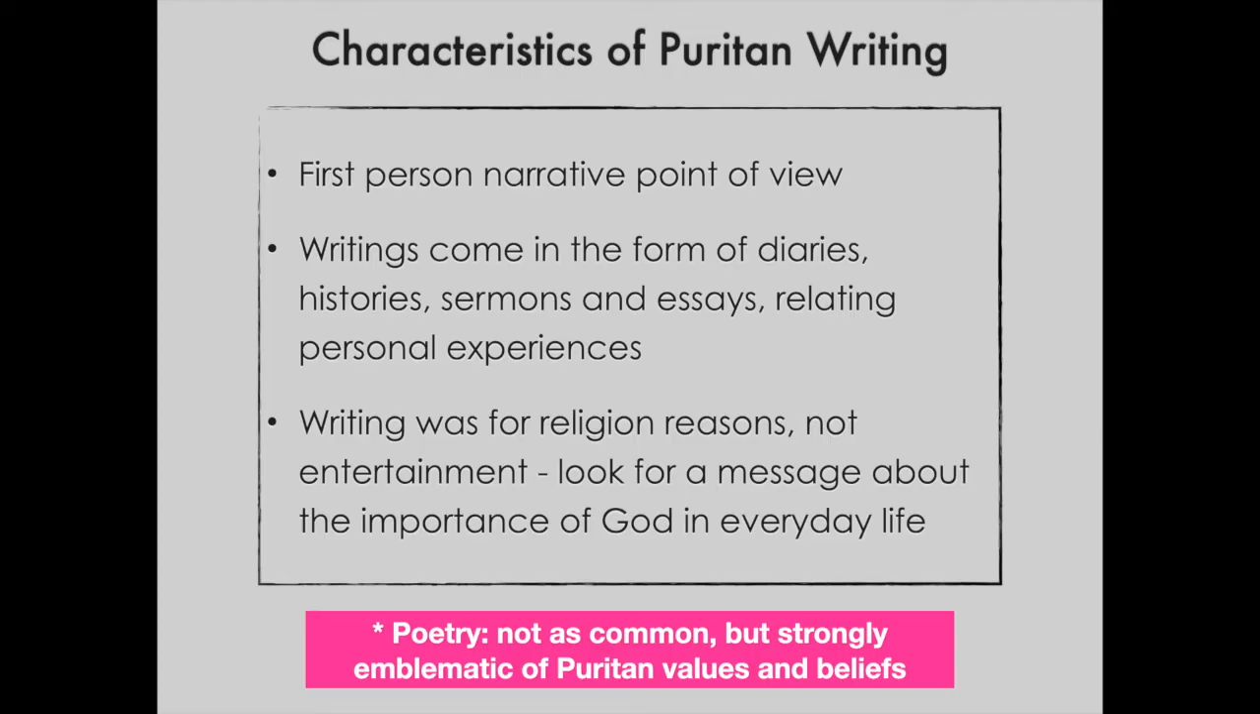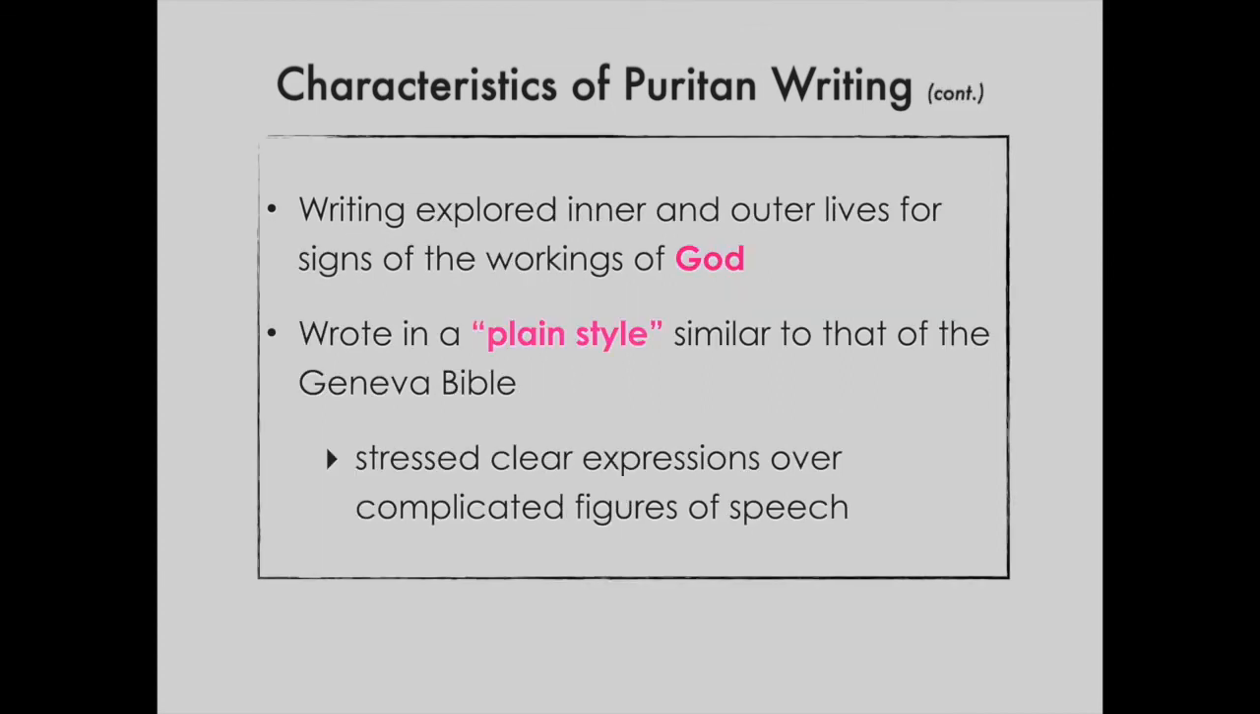So things like poetry, not super common, but the poetry we do have and that we are going to study is emblematic of Puritan values and beliefs. So remember, writing for the Puritans was a vessel to help them explore their inner and outer lives for the signs of the workings of God in their everyday life. They also wrote in a plain style similar to that of the Geneva Bible. And what the deal with the plain style is, and I'm going to get into this a little bit more on the next slide, is that plain style stresses clear expressions over complicated figures of speech.